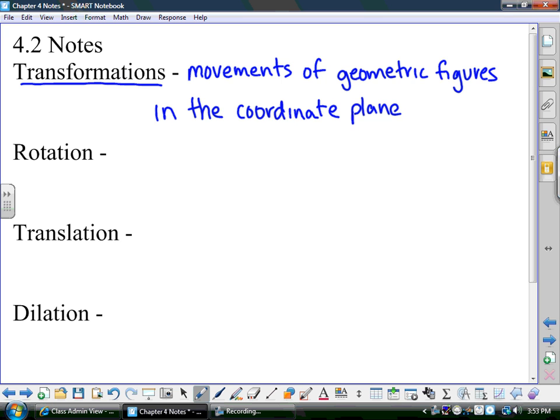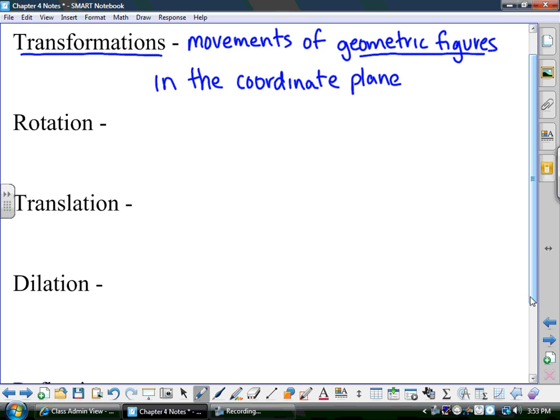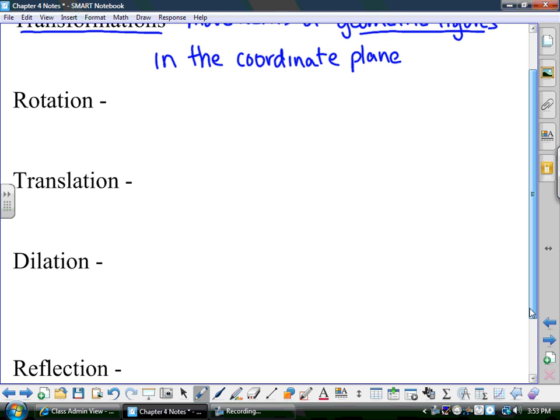Geometric figures basically just means shapes. They can be any sort of shapes, triangles, rectangles, anything. And we're just going to take those shapes and move them around the coordinate plane in specific ways. There are 4 types of transformations that we're going to talk about in this class: rotations, translations, dilations, and reflections.